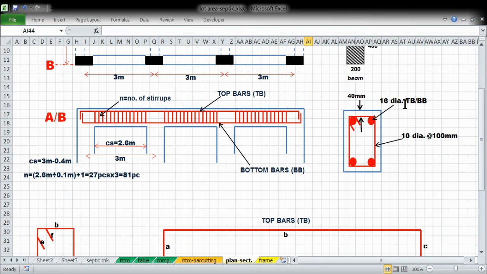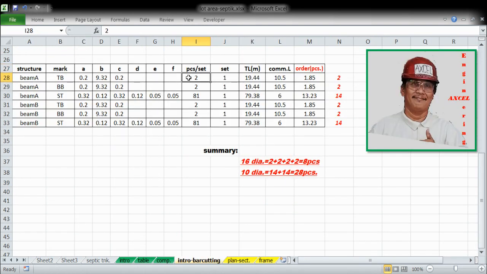That's one set. Ilang pieces ang top bar? 2. Ilang pieces ang bottom bar? 2. Kaya yan ay naging ganyan. 2 pieces top bar, 2 pieces bottom bar. So, how do we now... Stirrup, ST. Ang marking niya is ST. Okay? So, i-analyze natin ngayon.